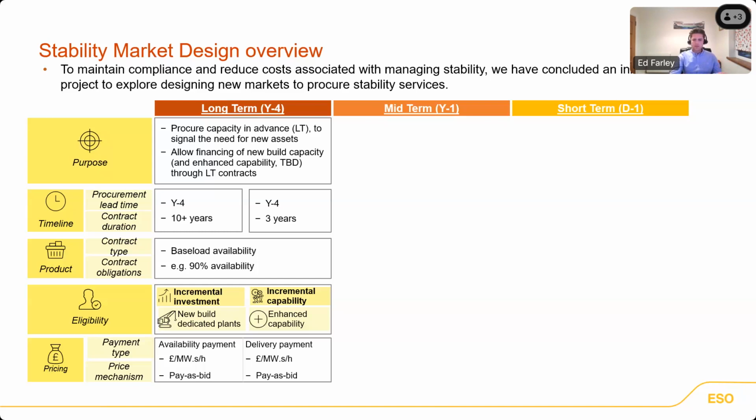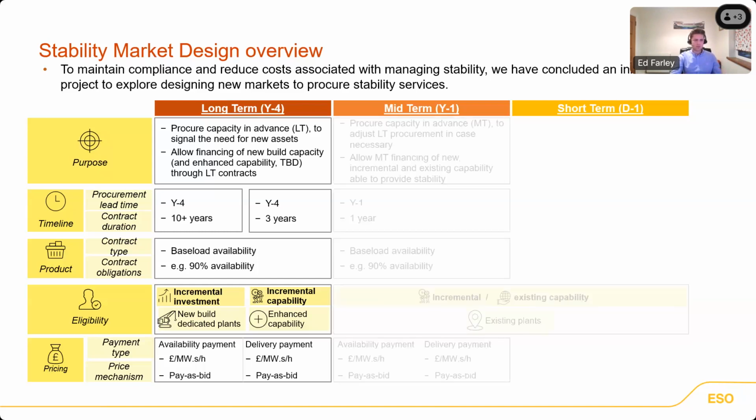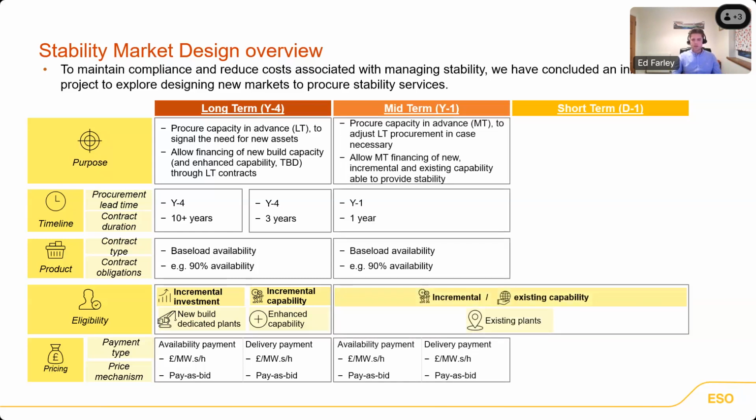The main value add from the Stability Market Innovation Project comes in the next two markets as well, to complement the long-term procurement activity that we'd already established through Pathfinders. The first of which is a mid-term year-1 market, and this is intended to procure capacity again in advance of real time, and it will allow us to do that at the year-1 stage. So it will allow us to react slightly closer to real time to changes in requirements that we've modeled.